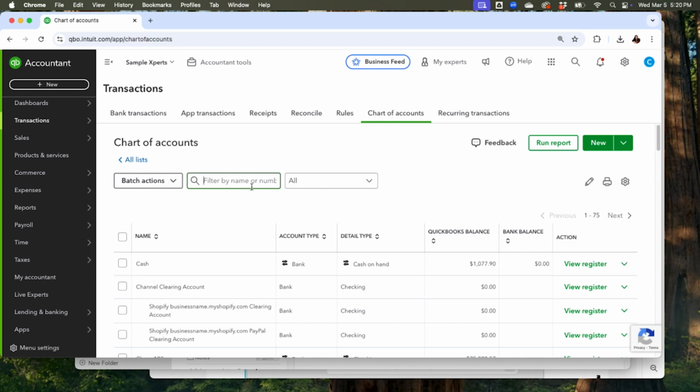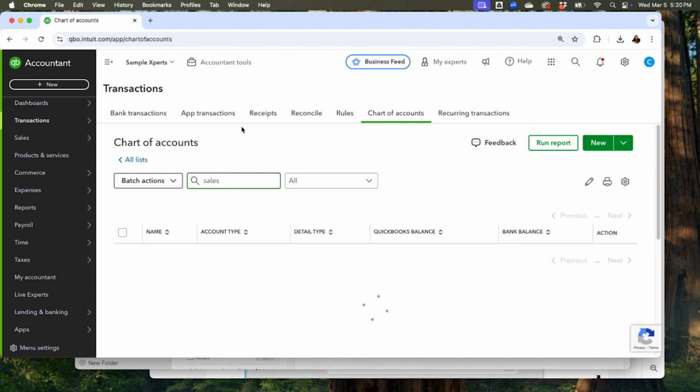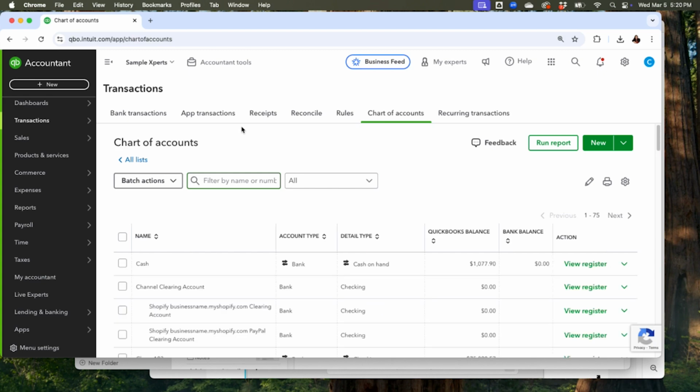And tips, of course, if you have tips, you want to make sure that tips is here, undistributed tips, and sales tax. I'm sorry, not sales tax. This is payroll. So all the accounts, all the payroll accounts that you may have. You may have other liability, such as child support or whatever you may have, or IRA or 401k. If that's the case, just make sure you create those accounts beforehand, okay? And then you integrate payroll. Payroll, I would highly recommend.